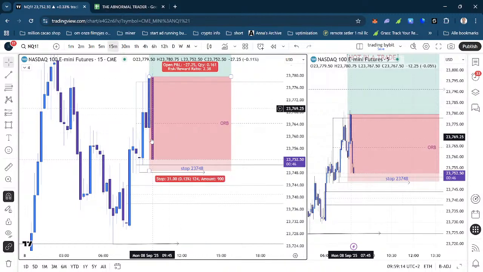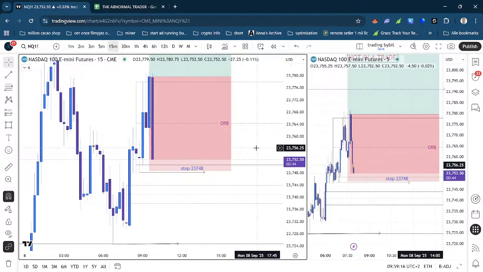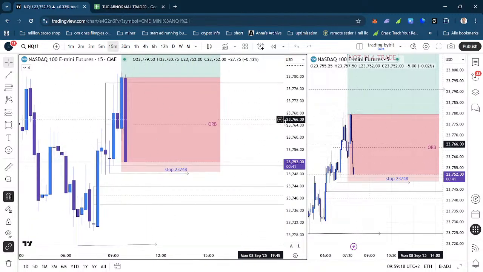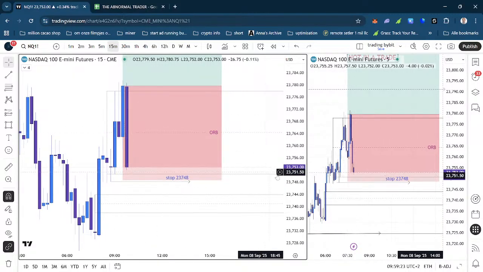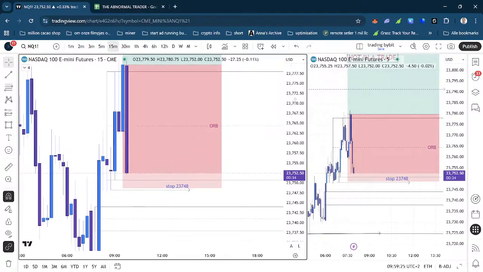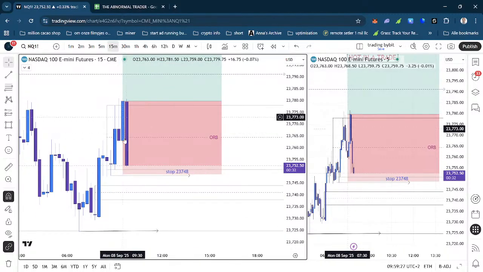So this is how you actually read candles too. So if candles keep pushing at one direction and they don't have any slow down or reducement of speed, and it keeps, especially in the last seconds of that 15-minute candle right here.